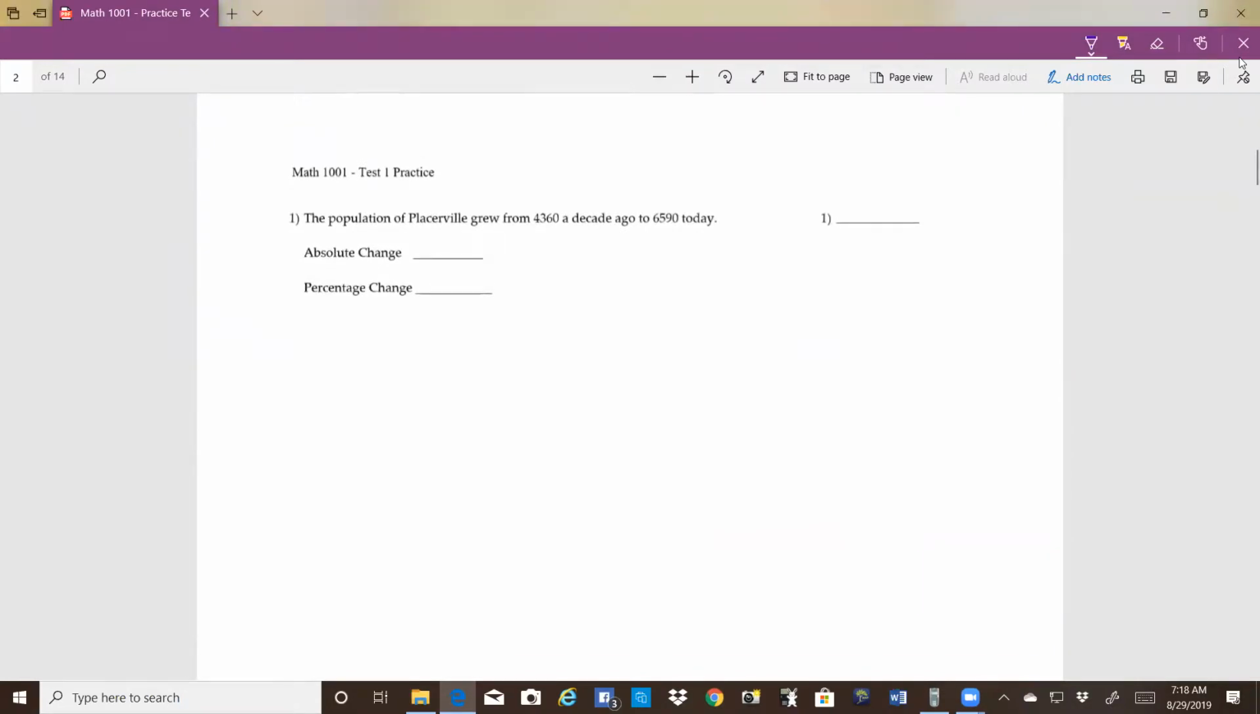We have the population of a town that grew from 4,360 to 6,590 today. And we want to know what the absolute change is. Well, that's going to be the absolute value of the ending, which is 6,590, minus 4,360, equals 2,230.